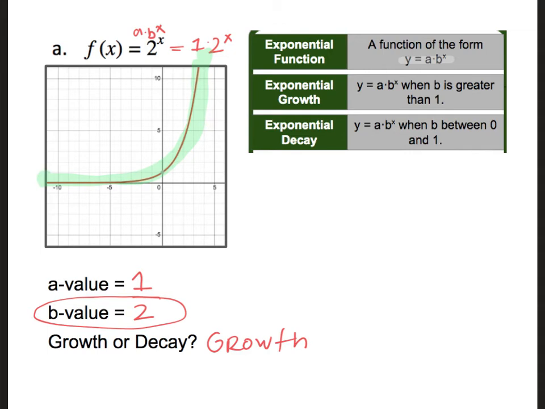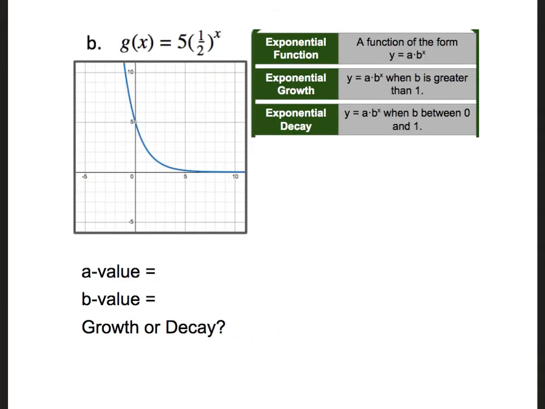All right, let's look at your second example. For this one, we have g of x equals 5 times 1/2 to the power of x. Again, we need to figure out our a and b values. Remember, a is going to be your number outside of the parentheses. So it's going to be 5.